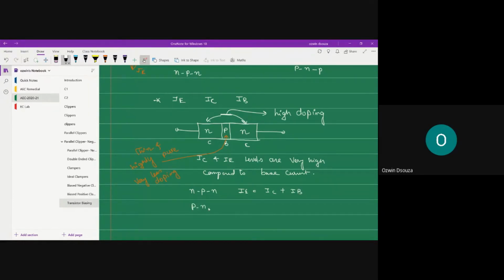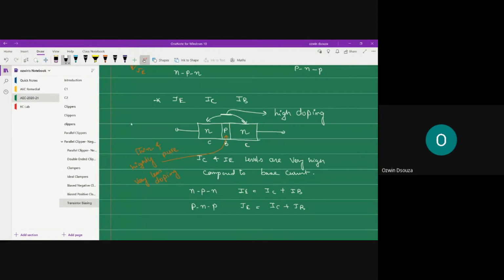And for again PNP transistor, once again emitter current is equal to collector current plus base current. Now whether it is emitter current or collector current, in analog electronics, I'm talking about only analog electronics, analog electronics is a branch of electronics wherein we deal with very low levels of current. In power electronics we deal with very high values of current.